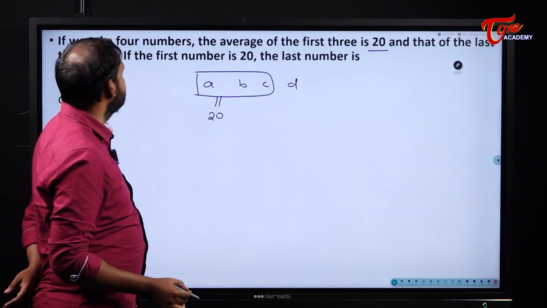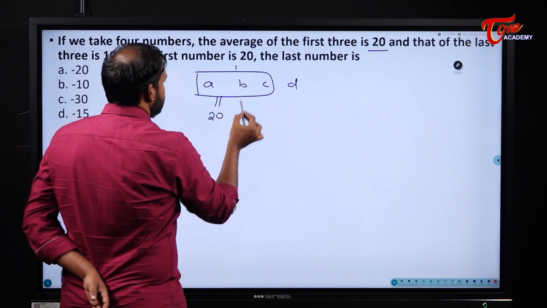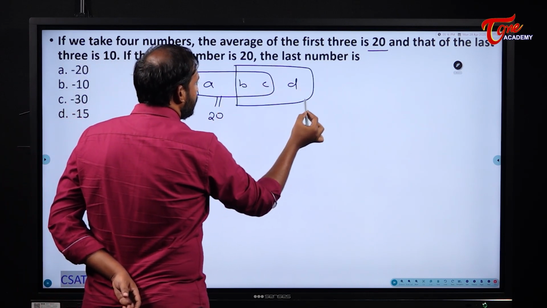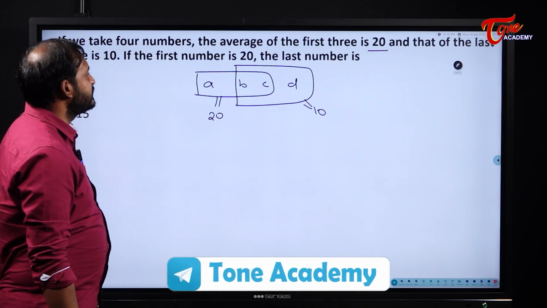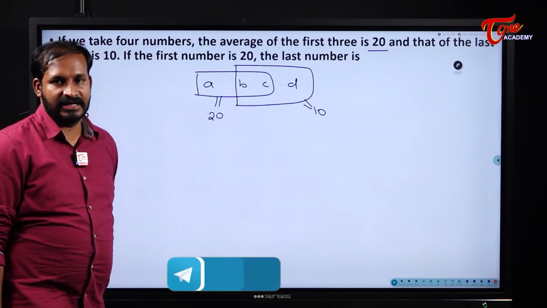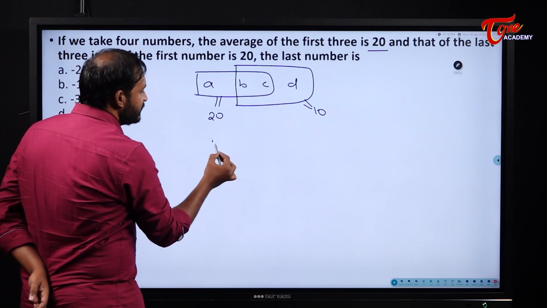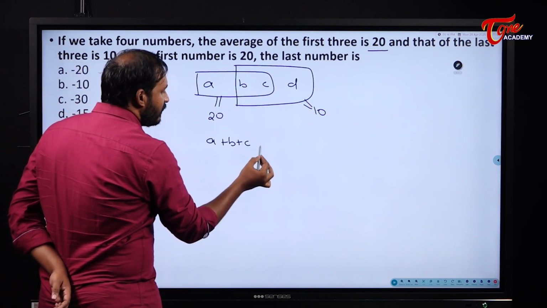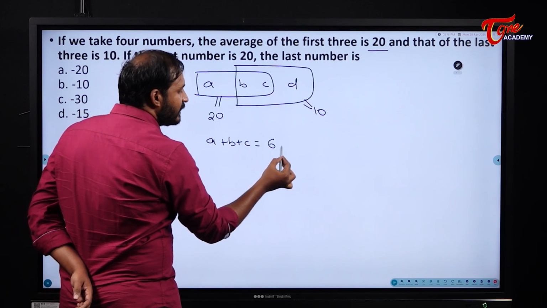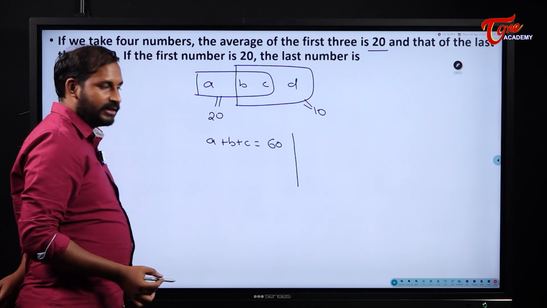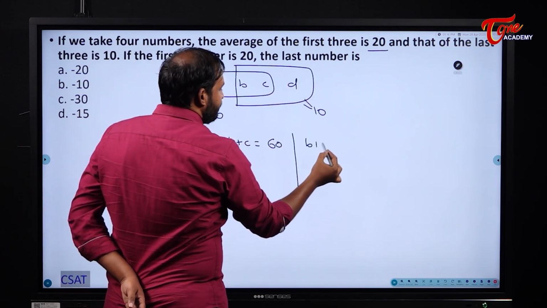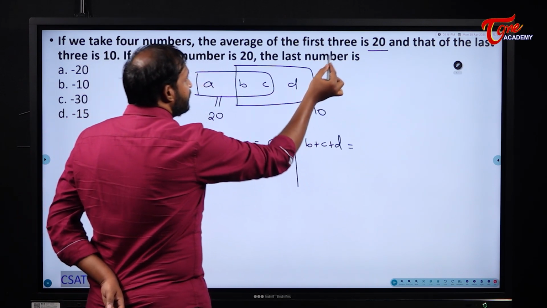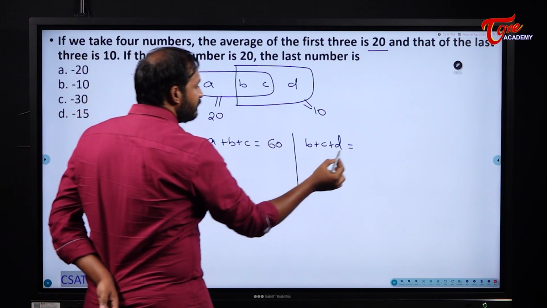Okay, next they are asking the average of last 3 is 10. That means the average of last 3 is how much according to them? 10. Okay, next. If the first number is 20, the last number is, that is the case. See, average of first 3 means A plus B plus C will become what? First 3's average is 20 means total will become 60. Am I correct? Next. The average of last 3 means what? B plus C plus D. Its average, they mentioned it as 10. So the total will become how much?